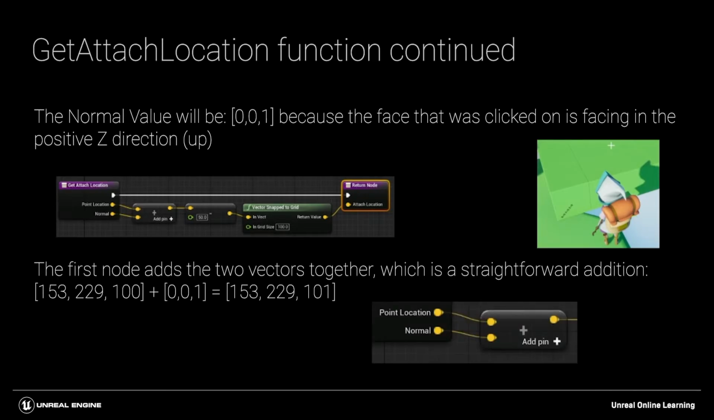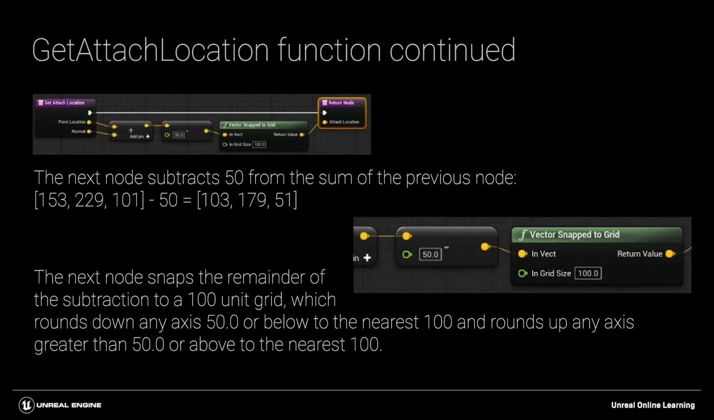The first node adds the two vectors together, which sounds more complicated than it is. It's just straightforward addition. The x values are added, the y values are added, and the z values are added. In this case, the sum would be 153, 229, and 101. The next node subtracts 50 from the sum of the previous node. Again, it sounds more complicated than it is. This simply subtracts 50 from each of the three axes. The remainder of this subtraction would be 103, 179, and 51.